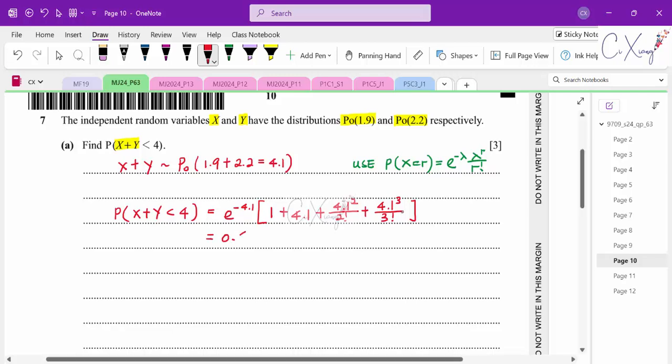Then you have 0.414181, 0.415. Okay, so in the end you should have 0.414 here, correct to 3 significant figures.